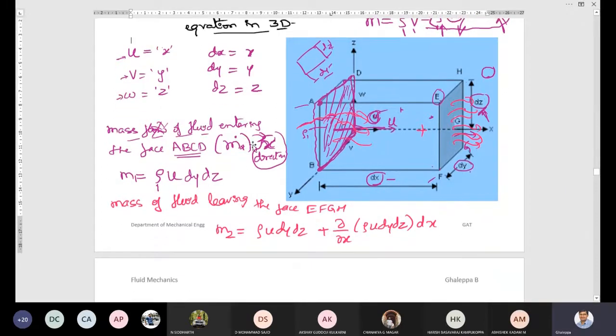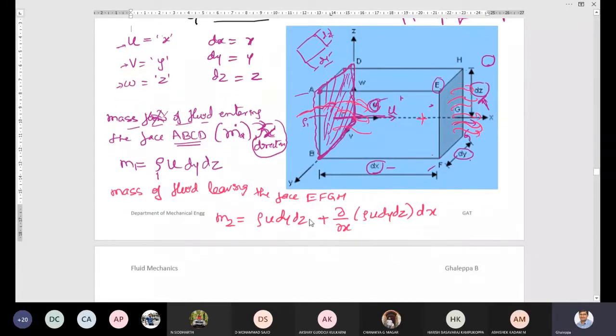If you did not understand, look once more. Why I have written M2 is equal to rho u dy dz: the total mass at inlet, the total mass which has entered inside the system, has to go outside. It has to go because M1 is equal to M2, conservation of mass. So for that reason I am writing M2 is equal to M1.